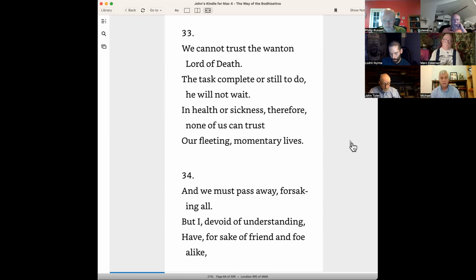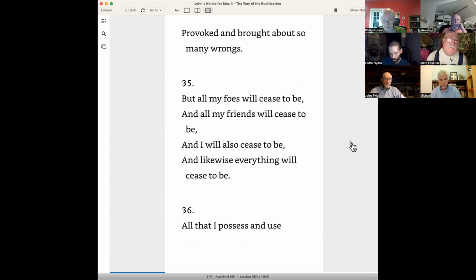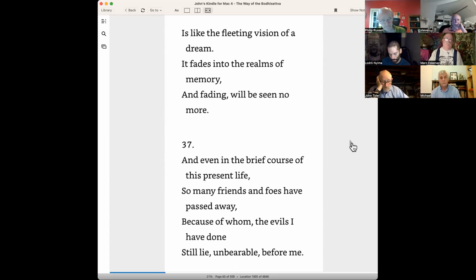But I, devoid of understanding, have, for sake of friend and foe alike, provoked and brought about so many wrongs. But all my foes will cease to be, and all my friends will cease to be, and I will also cease to be, and likewise everything will cease to be. And all that I possess and use is like the fleeting vision of a dream. It fades into the realms of memory, and fading will be seen no more.